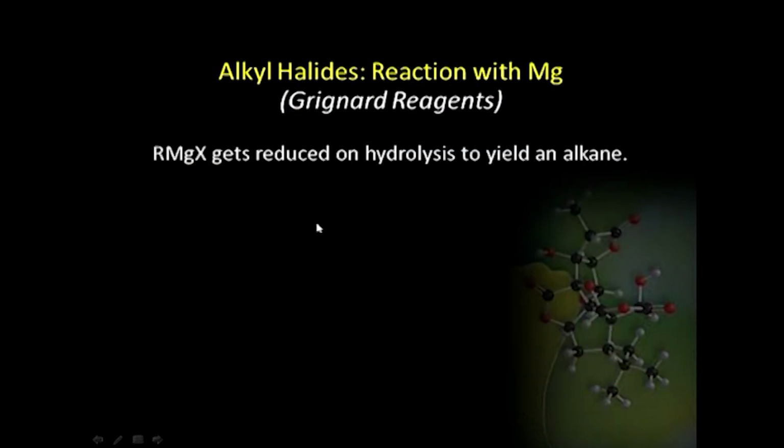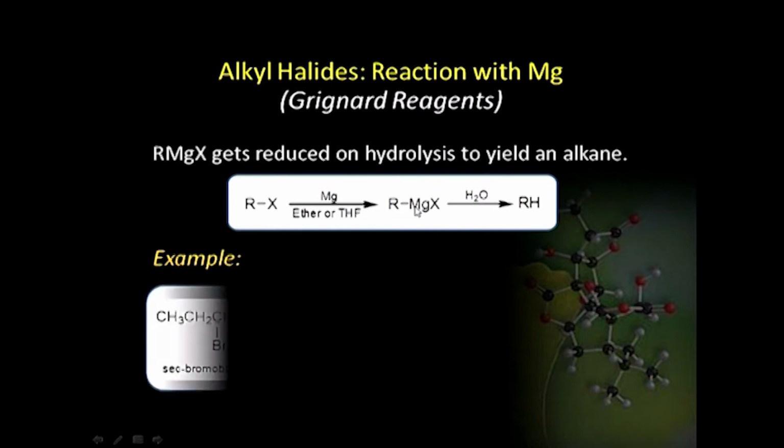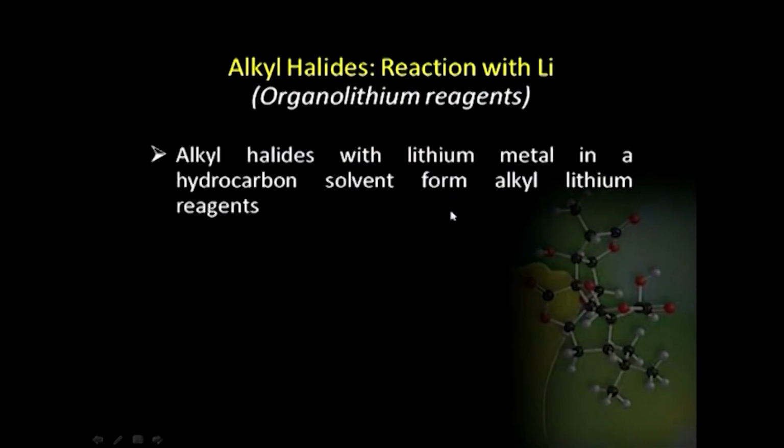So, RMgX gets reduced on hydrolysis to yield an alkane. This is the general reaction of production of alkane. As an example, this is secondary bromobutane, which gives butane as the product. Alkyl halides react with lithium metal also and produce organolithium reagents. So, with lithium metal in a hydrocarbon solvent, these form alkyl lithium reagents.